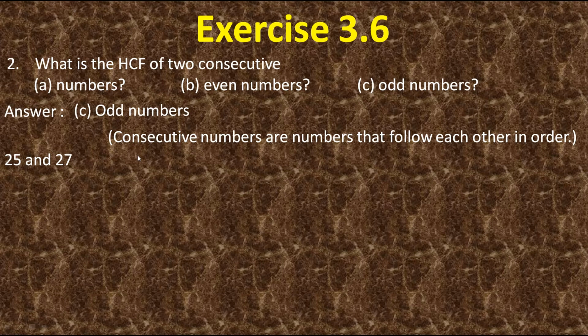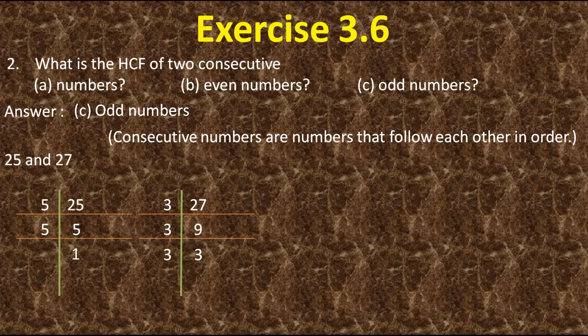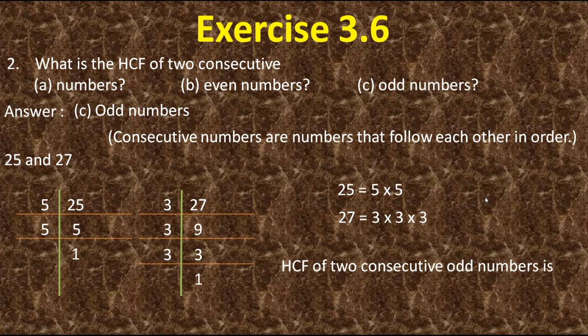Let's find the prime factorization of 25. 5 5s are 25 and 5 1s are 5. Now for 27, 3 9s are 27, 3 3s are 9 and 3 1s are 3. So 25 is equal to 5 into 5 and 27 is equal to 3 into 3 into 3. See here also we are not getting any number in common. Therefore the HCF of two consecutive odd numbers is also 1.